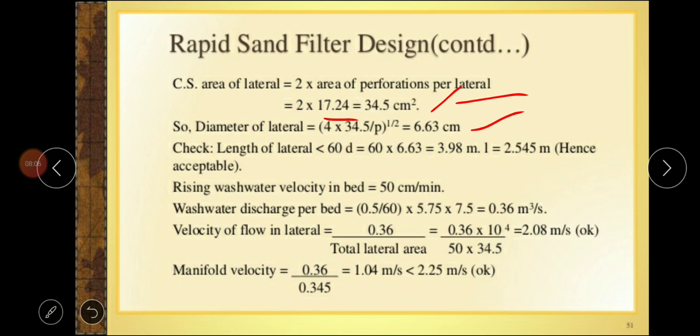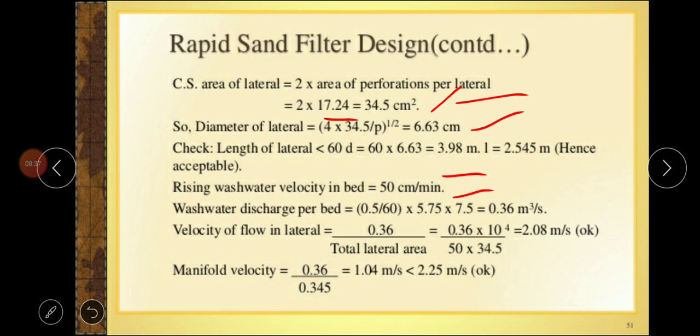should not exceed 60 times of d, that is 60 into 6.63, the diameter of the lateral, that is 3.98. Hence it is acceptable. Rising wash water velocity in bed is 50 centimeter per minute.